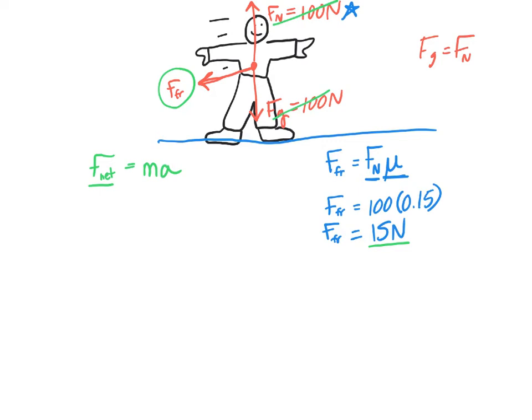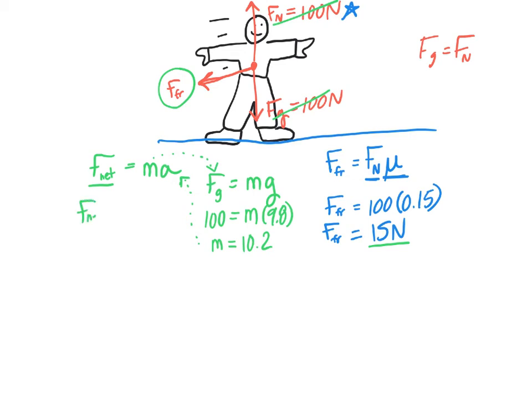We don't know the mass. That's tricky. But remember that every time you know the force of gravity, you also know the mass. You can find that by using Fg is equal to mg. So 100 is equal to, the mass is what we're looking for, and g is 9.8. That gets us a mass of 10.2. Okay, so now we can put that back in here.